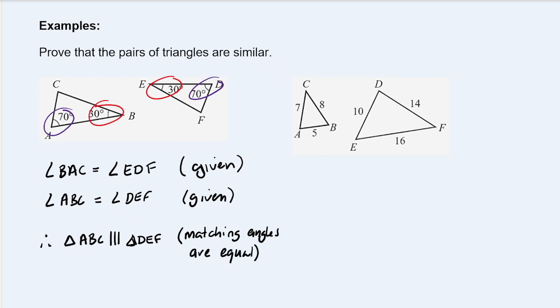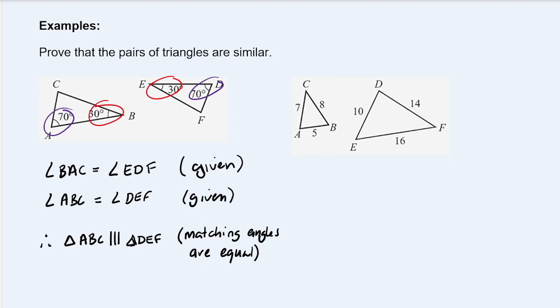So this is part of what we're doing with proofs. It is actually just stating information from the diagram with a reason as to why it's true. Let's look at our second one there. We've got A, B, C, and D, E, F again. A little bit different this time though.